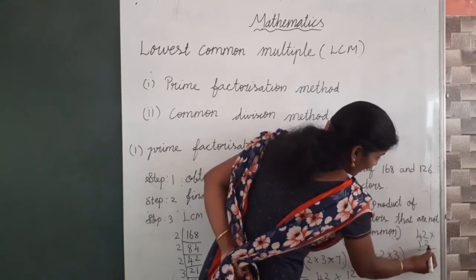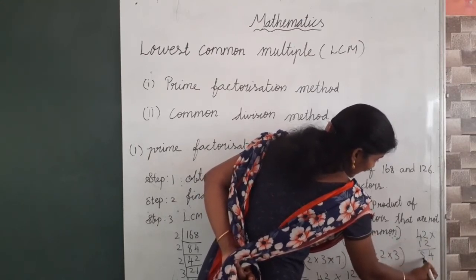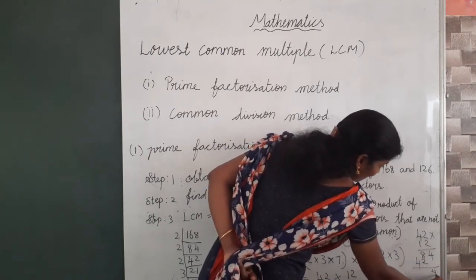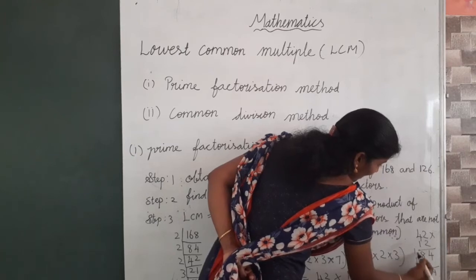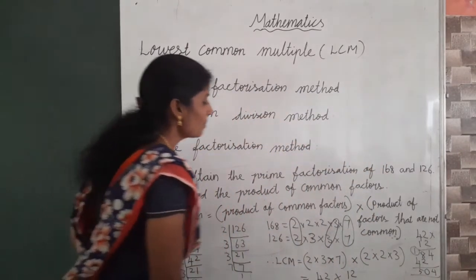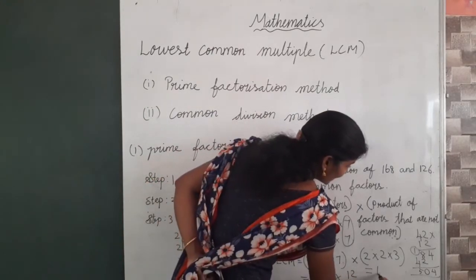Now we can multiply. 2 2s are 4. 4 2s are 8. 1 2 is 2. 1 4 is 4. 4. 8 2 0, 1 balance 5. 504 is the LCM of 168 and 126.